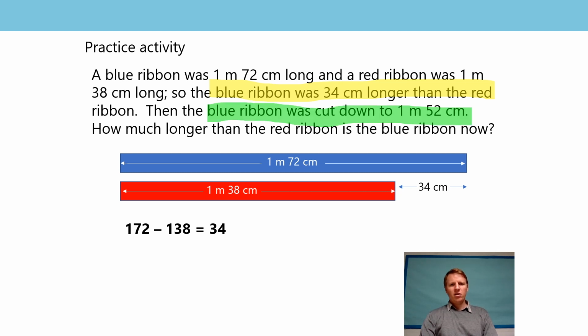The next thing we're told is then the blue ribbon was cut down to 1 meter 52. So watch what happens to my blue ribbon. It becomes smaller, and we now know it's 1 meter and 52 centimeters long.